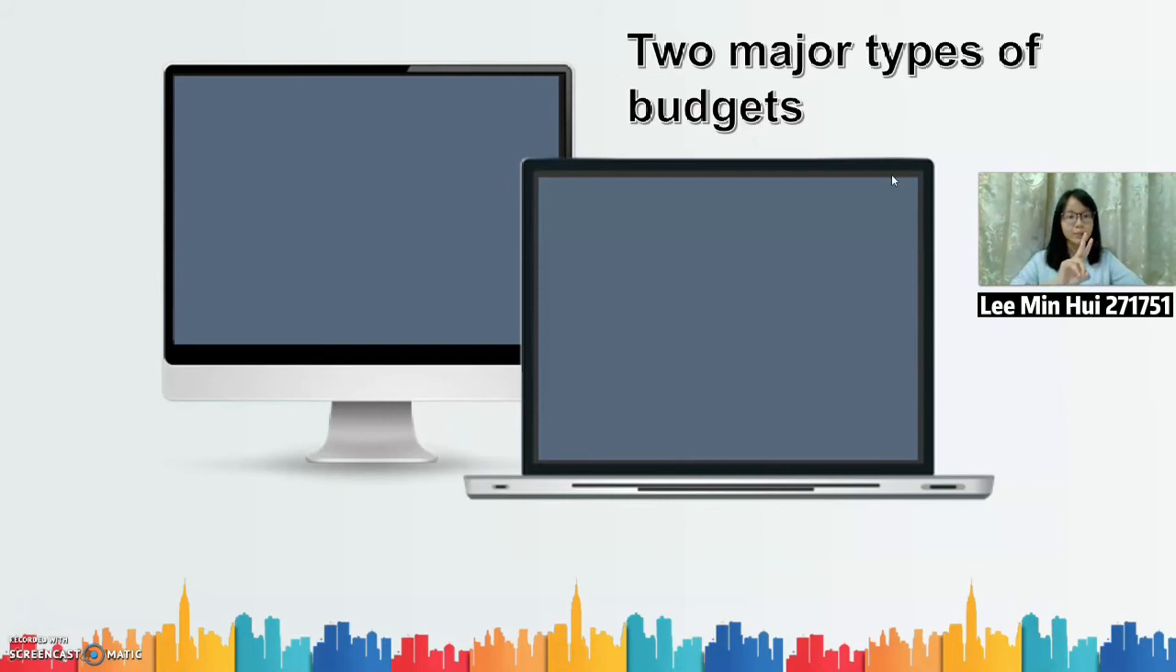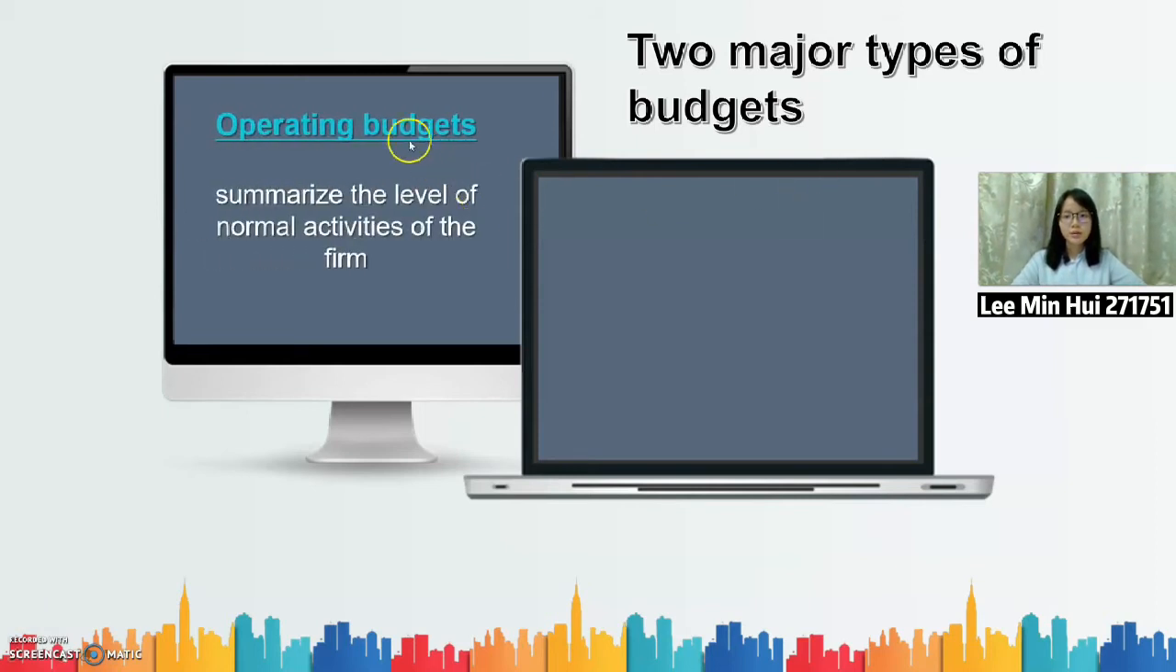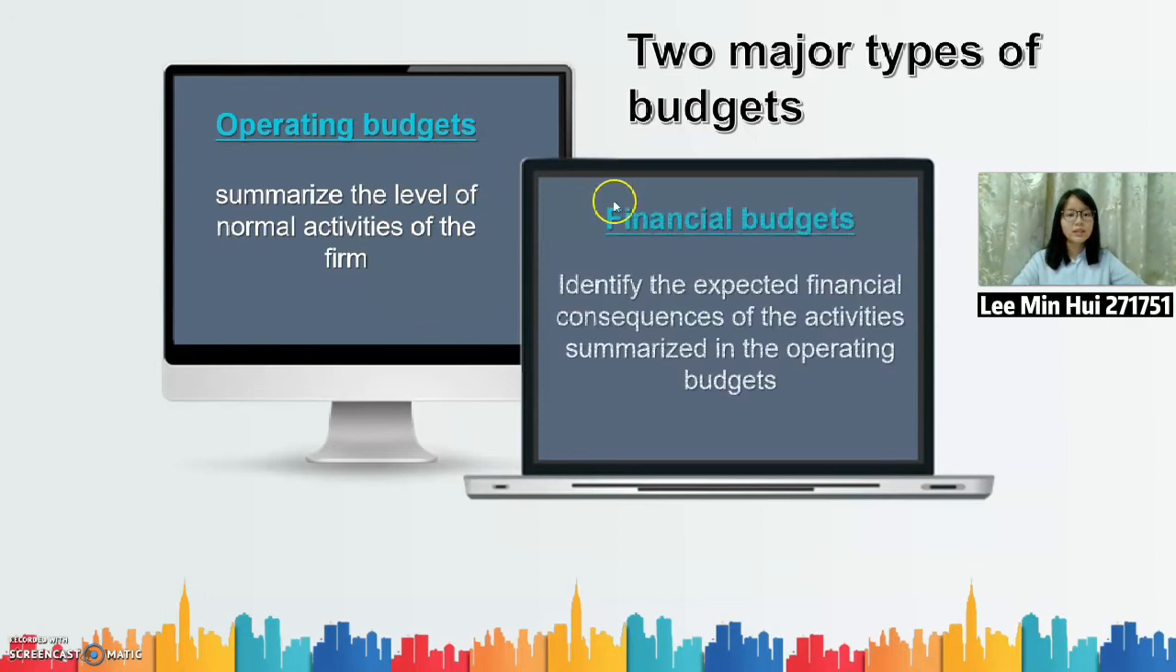There are 2 major types of budget, which are operating budget and financial budget. Operating budget summarizes the level of normal activities of the firm. For example, sales budget, purchasing budget, and also production budget. Financial budget identifies the expected financial consequences of the activities summarized in the operating budget. For example, cash budget, capital expenditure budget, pro forma balance sheet, and also income statement.